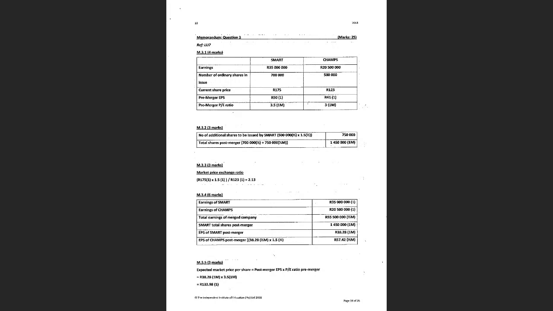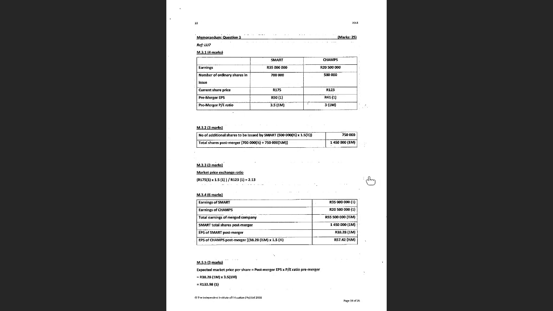Okay, so here is our memo. Just go back to the question. So 3.1 wanted you to calculate the EPS and the PE ratio of each company. So you are going to take the earnings divided by the number of ordinary shares in issue. It's going to give you your EPS. Earnings divided by number of shares in issue will give you your EPS. And then your PE ratio is going to be current share price divided by the EPS.